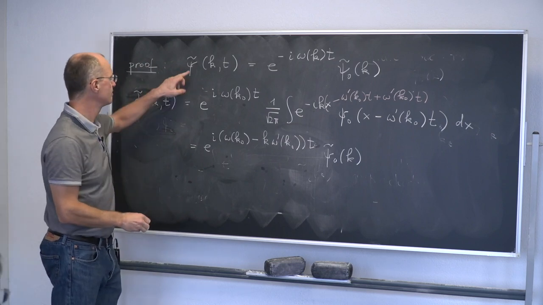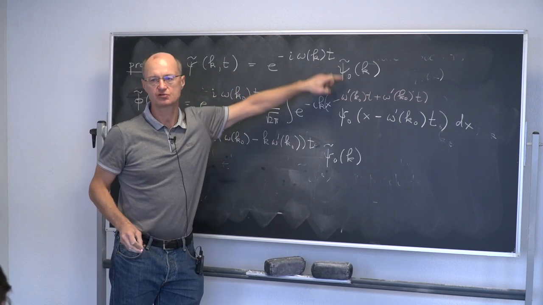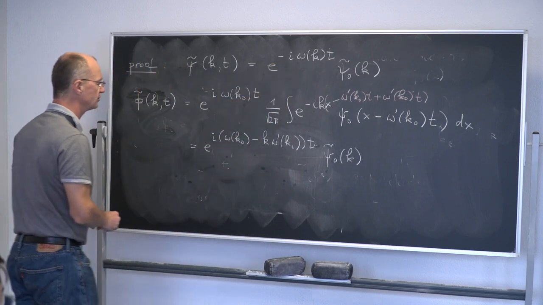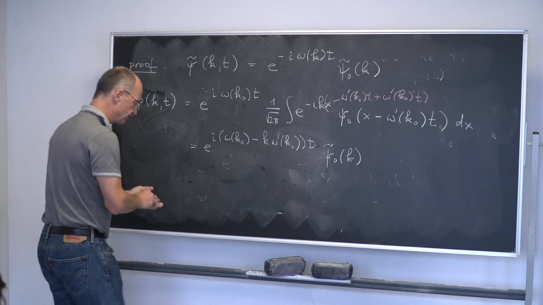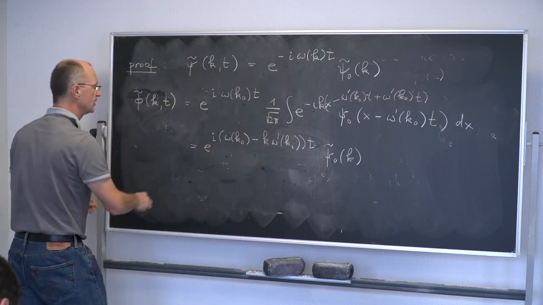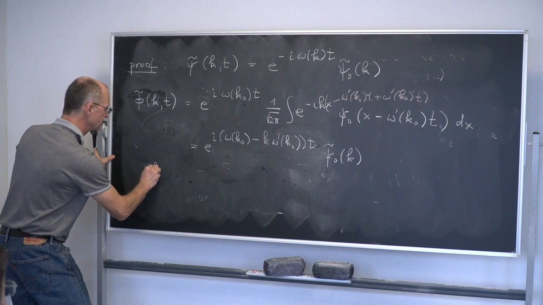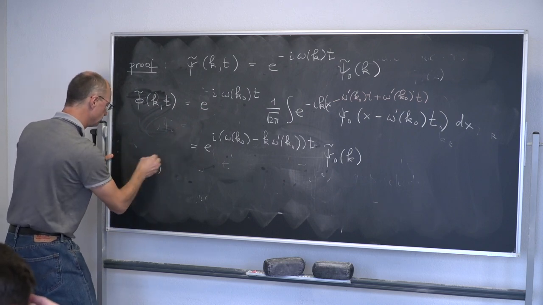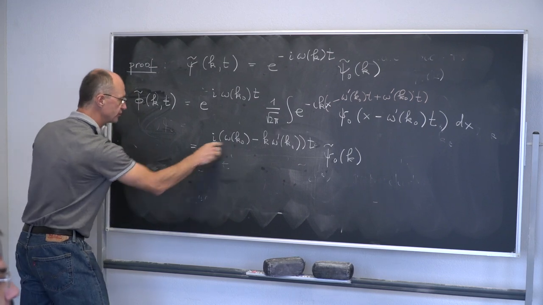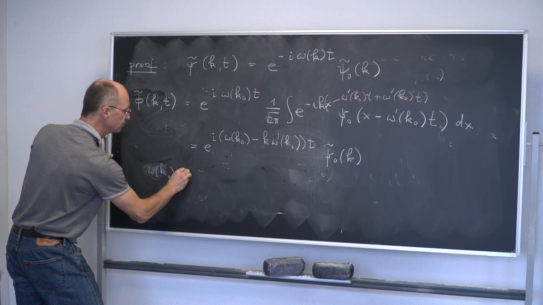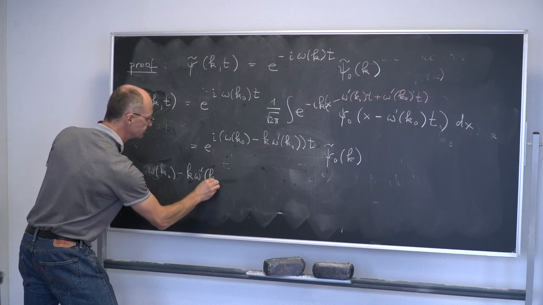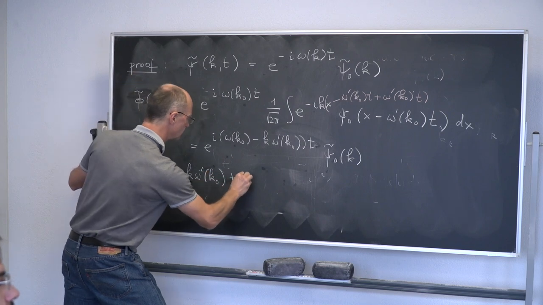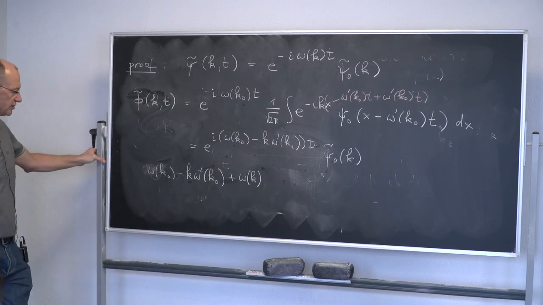Basically the Fourier transforms are both proportional to the Fourier transform of the original function times two different phases. So now let's see what's the difference between the phases. I take omega of k naught minus k omega prime k naught plus omega of k. So that's the difference between the two phases.